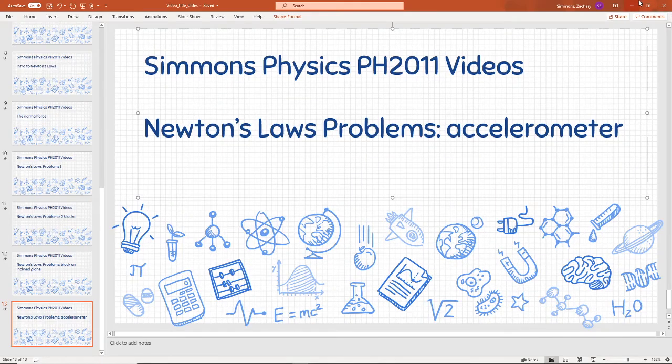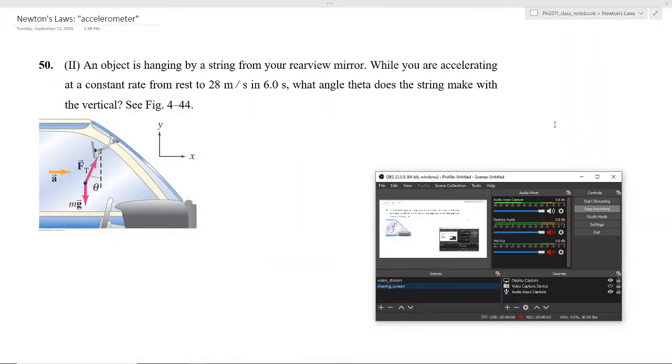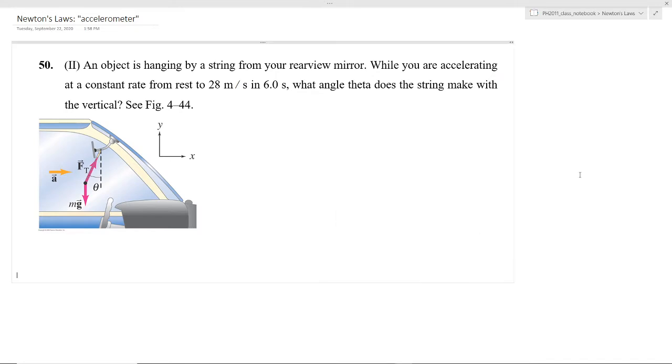Hi, let's take a look at a kind of problem that's sort of a twist on some things that we've already looked at, and that's an accelerometer. So it looks kind of like problems where we have cables or cords or something holding something up, but it's a little bit different in that it involves something that's actually accelerating instead of just being stationary.